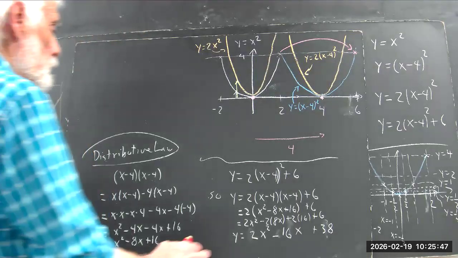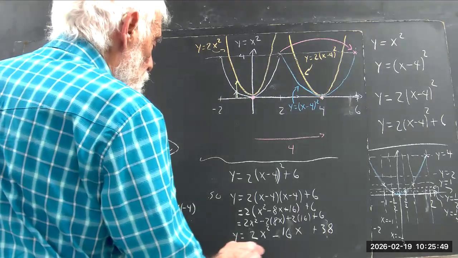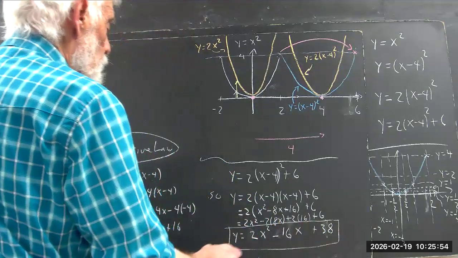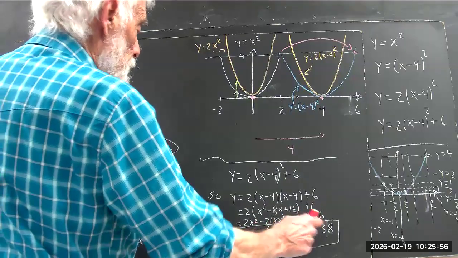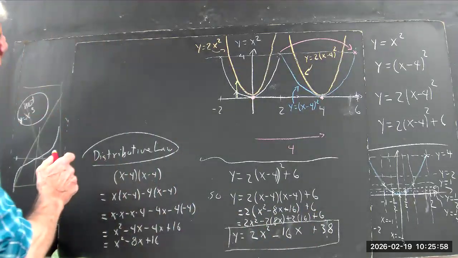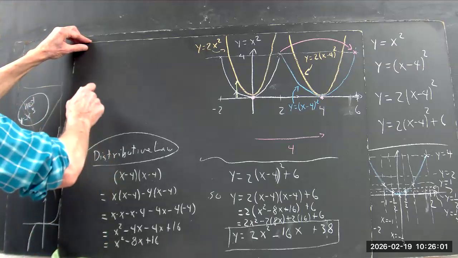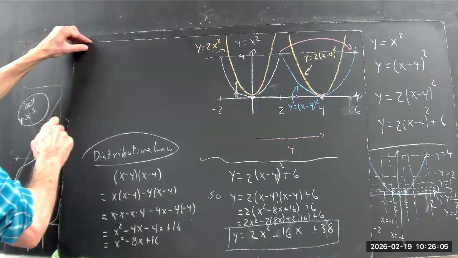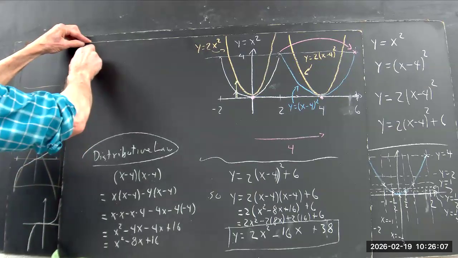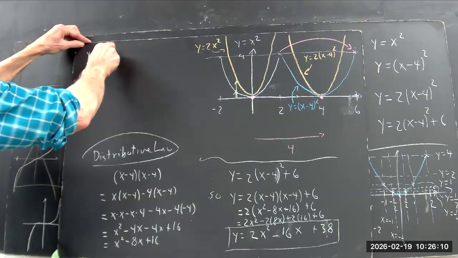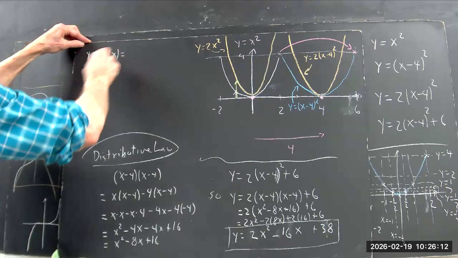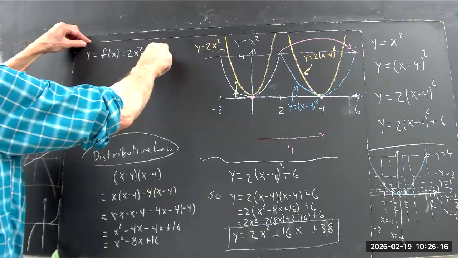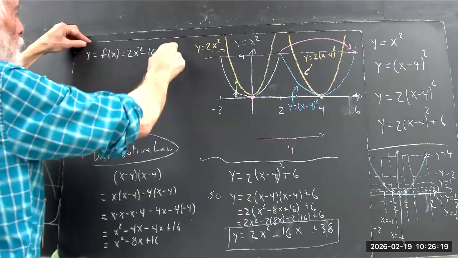So let's see how we would analyze the graph if we were given the function in the form y equals 2x squared minus 16x plus 38. First of all, let's give this thing a name. Let's call this f of x. It's 2x squared minus 16x plus 38.